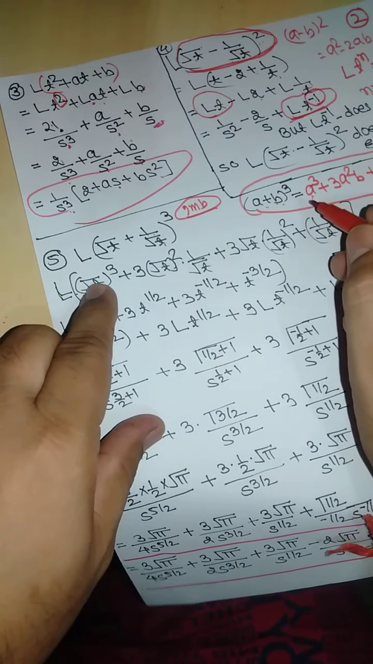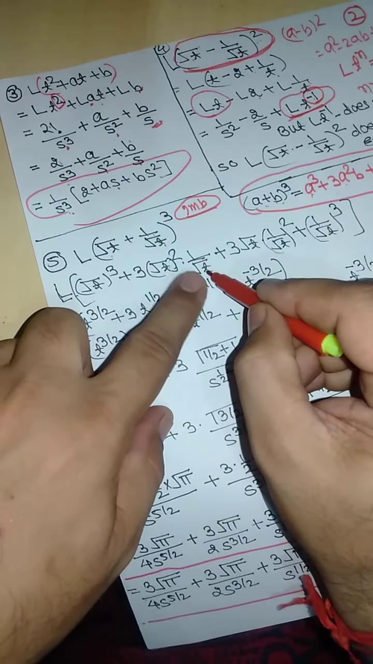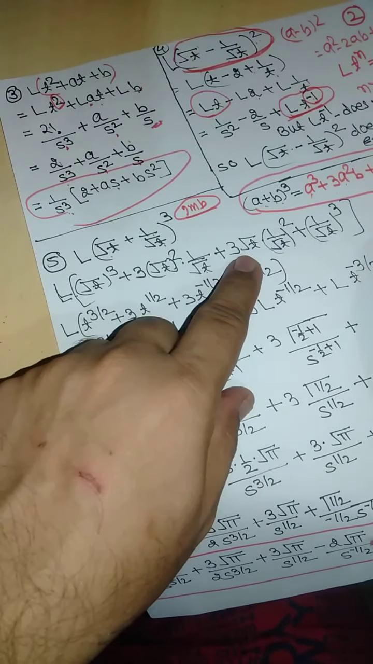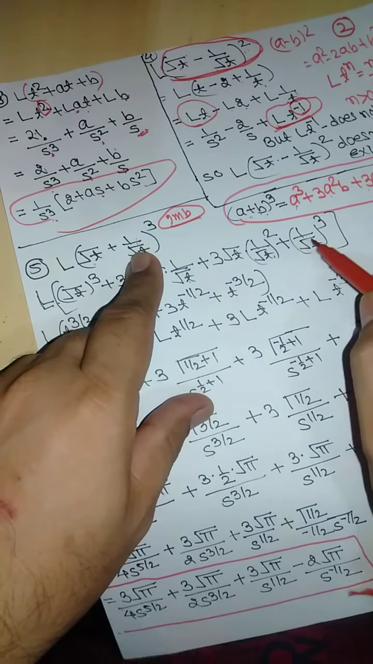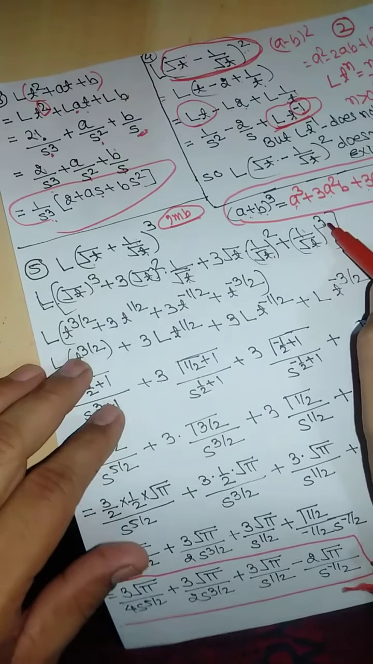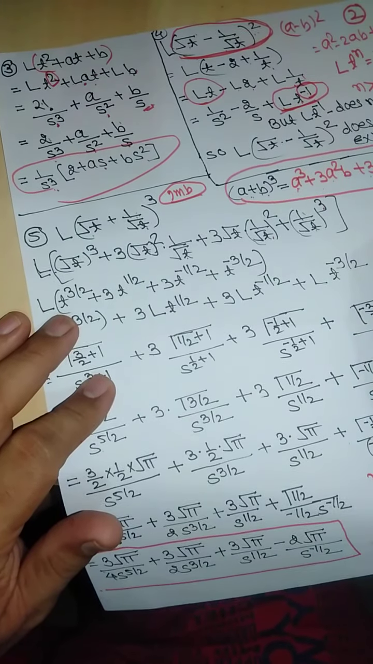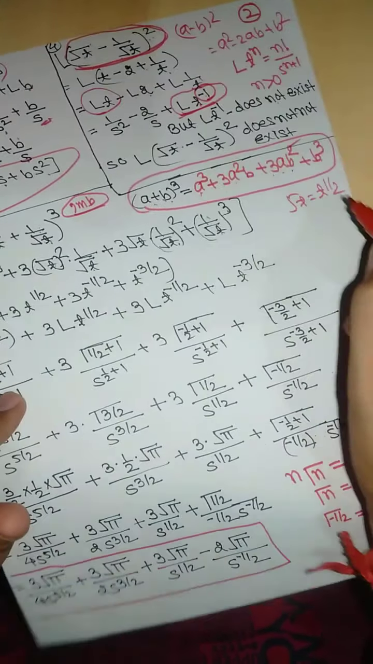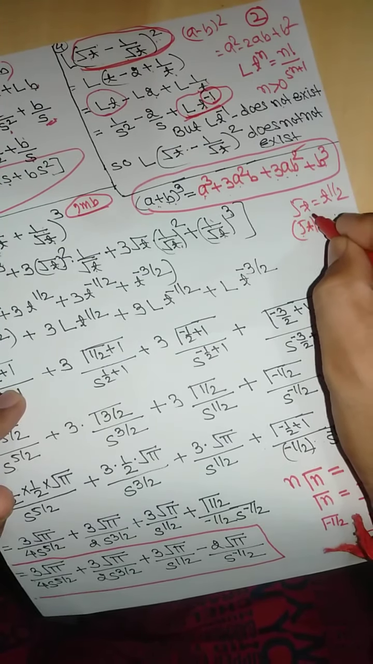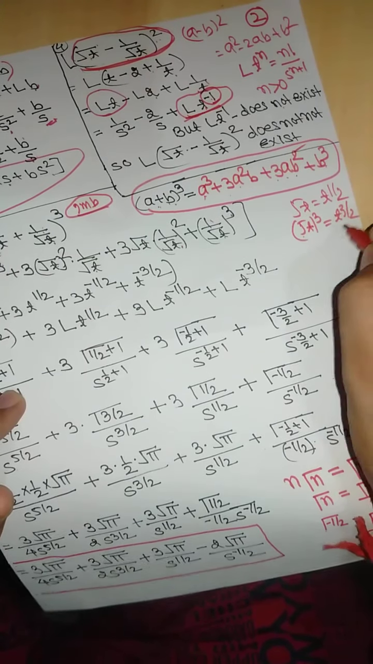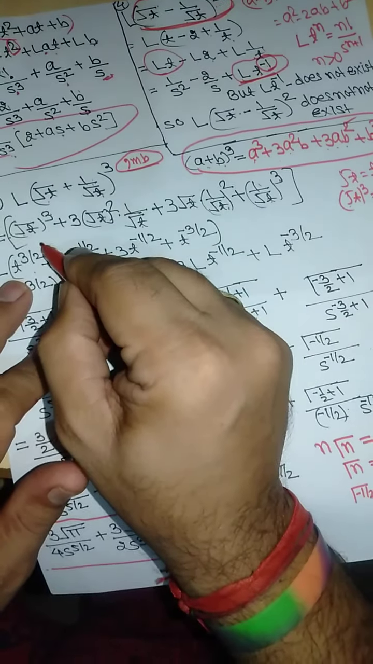a cube means root t whole cube, plus 3a square b means 3 into root t whole square into 1 upon root t, plus 3ab square means 3 into root t into 1 upon root t whole square, plus last, b cube, means 1 upon root t whole cube. Root t means t to the power 1 by 2. So root t whole cube means t to the power 3 by 2.